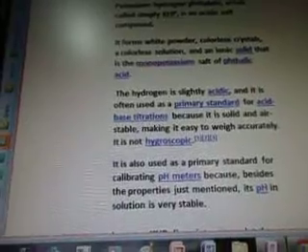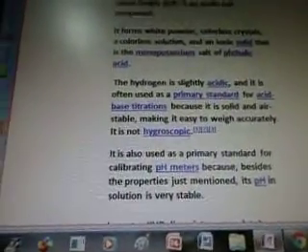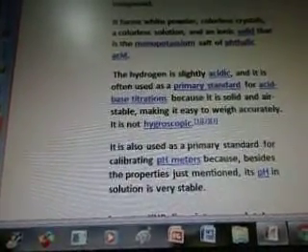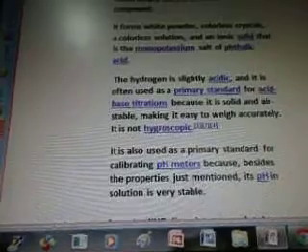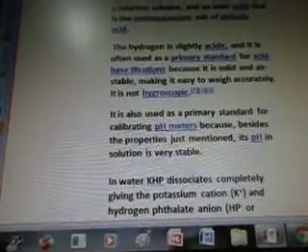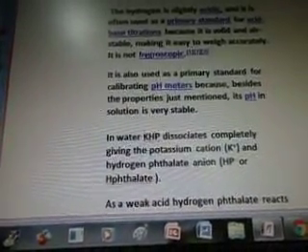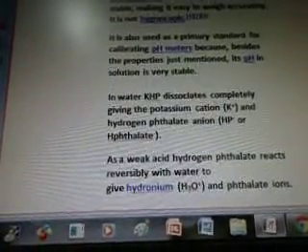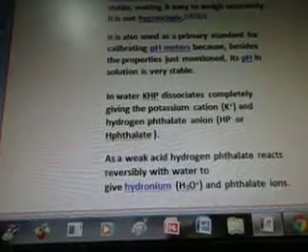The hydrogen is slightly acidic, and it is often used as a primary standard for acid-base titrations. Because it is solid and air stable, making it easy to weigh accurately, it is not hygroscopic. It is also used as a primary standard for calibrating pH meters because, besides the properties just mentioned, its pH in solution is very stable.